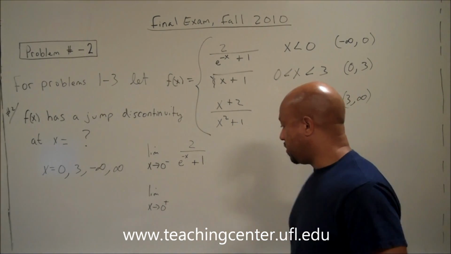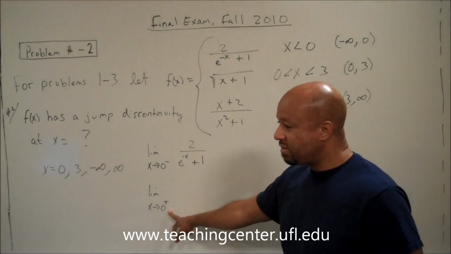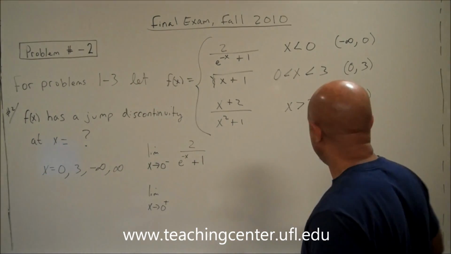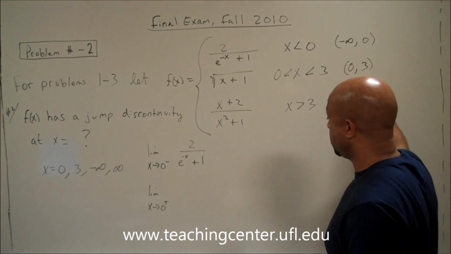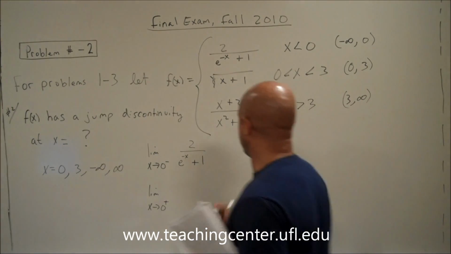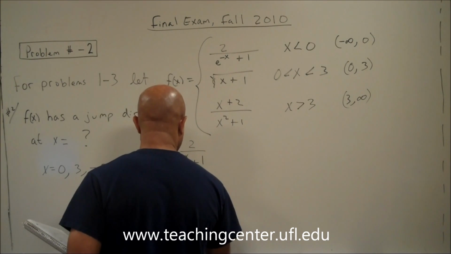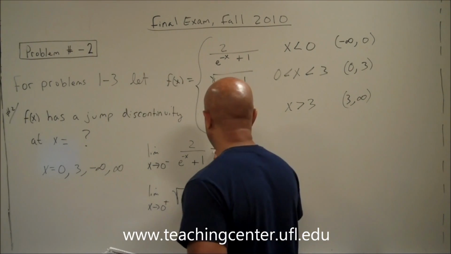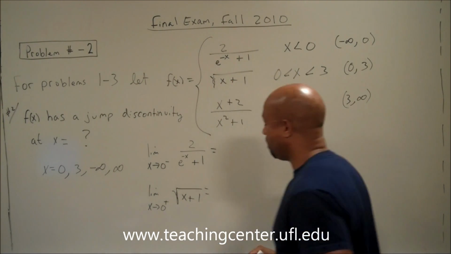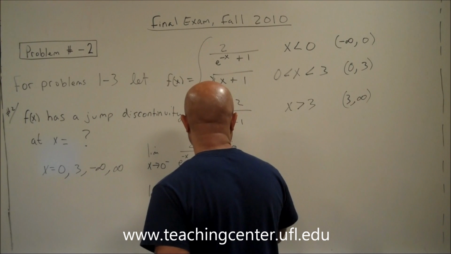And in the same way, we want a number that's close to 0 but slightly bigger than 0. That puts us in the positive range of 0 to 3, so we want this part of the function. So we get the square root of x plus 1. Now we just need to evaluate these limits, and we can do that by direct substitution.